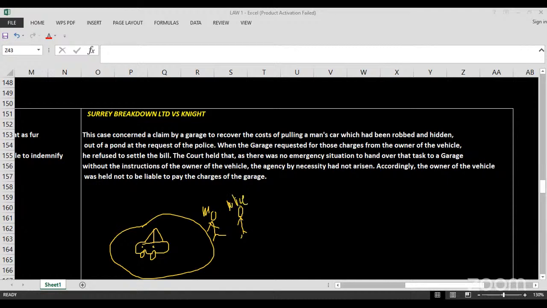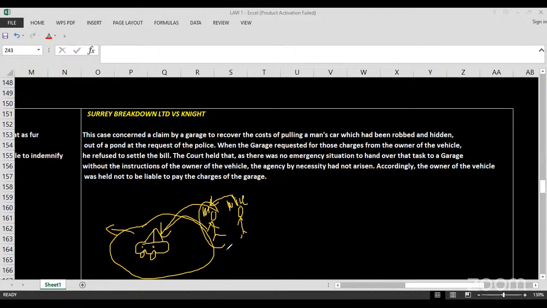So the police are telling this man, help us to drag this car out. He's a garage owner, a person who works in a garage, so he's helping to take this car out of the pond. Now the garage owner tells the car owner, I have used different equipment and taken your car out of the pond. You indemnify me. You pay the bill for me.